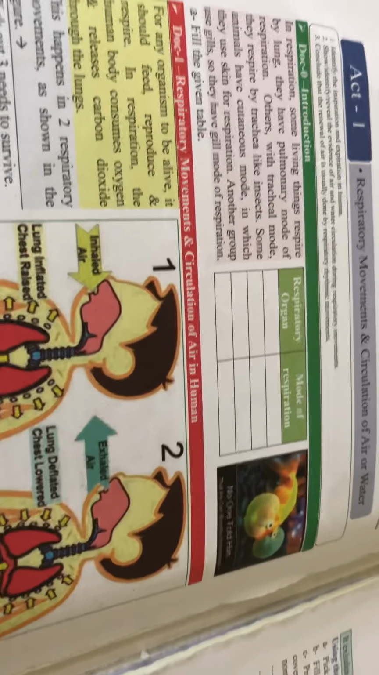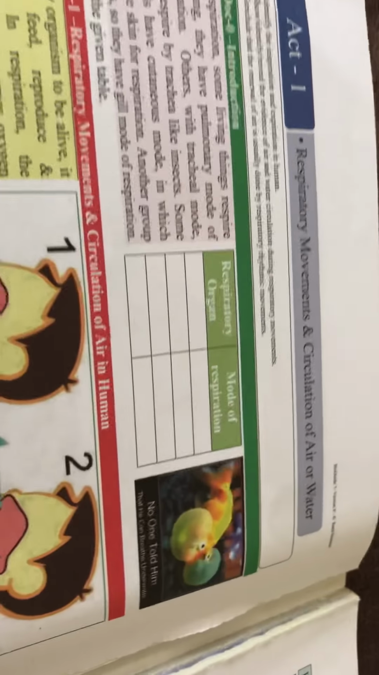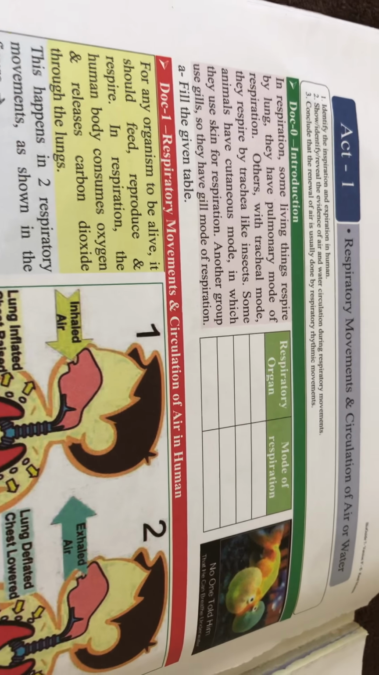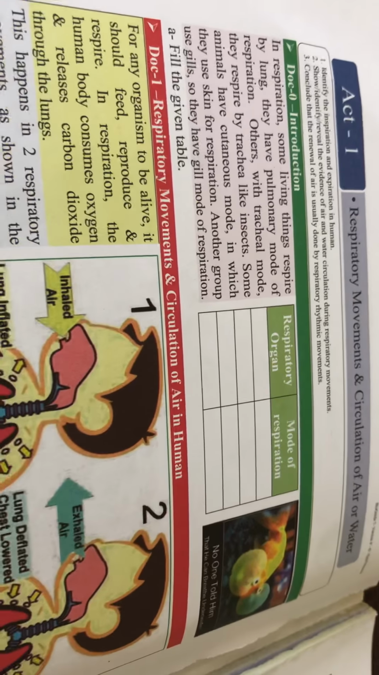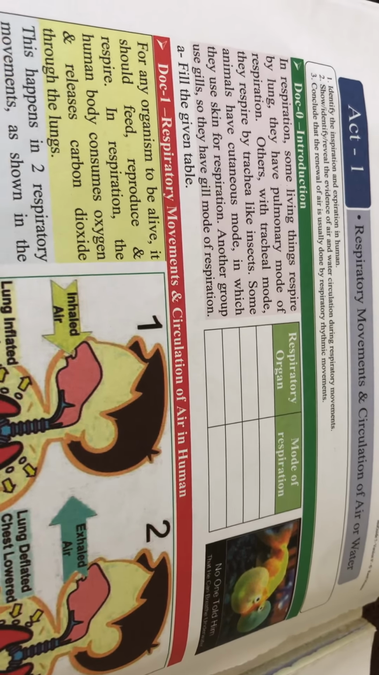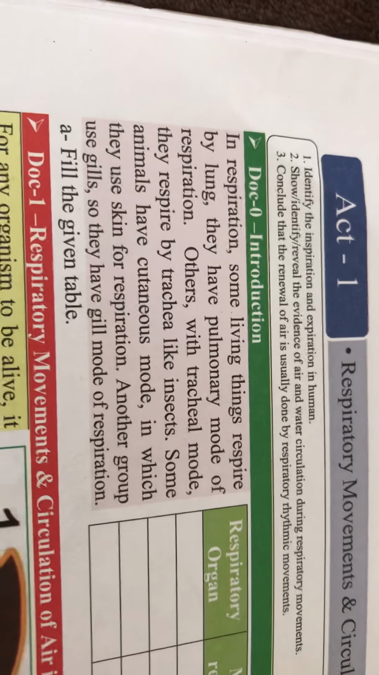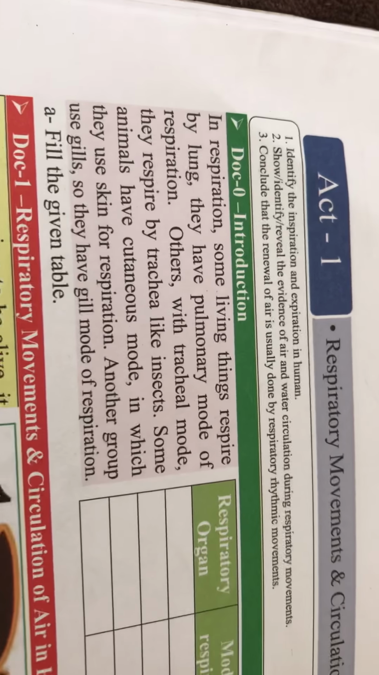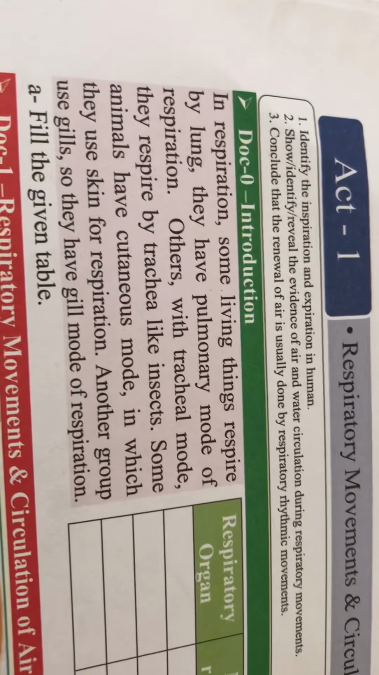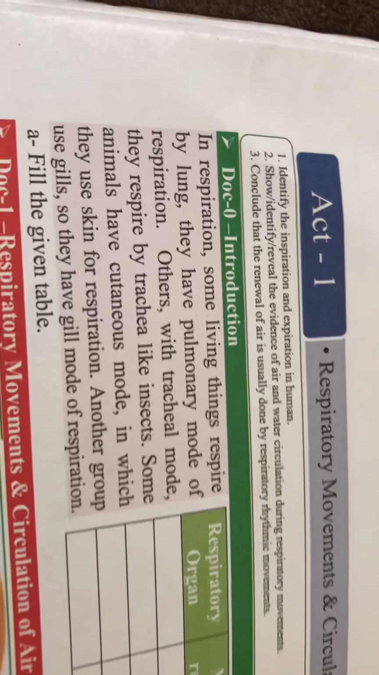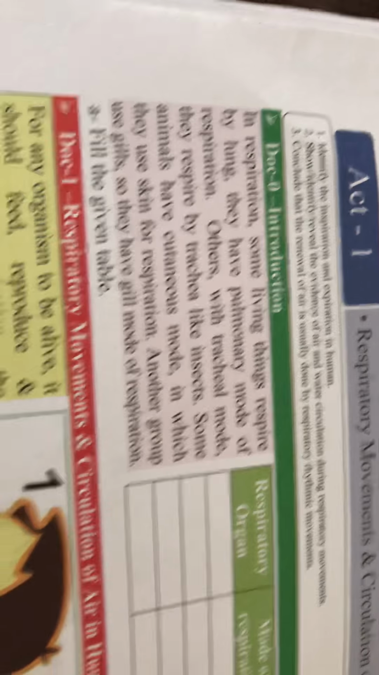What does respiration mean? Respiration is taking air inside and getting it out. We take oxygen and we release CO2. In respiration, some living things respire by lungs. We as humans respire by lungs. We have two lungs in our chest that we use to respire.